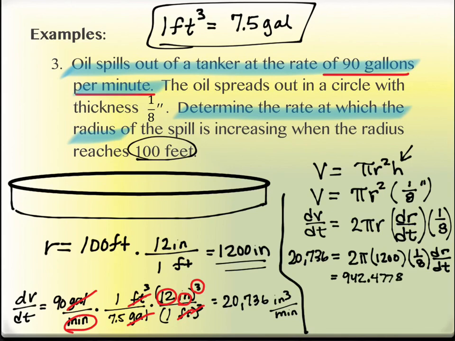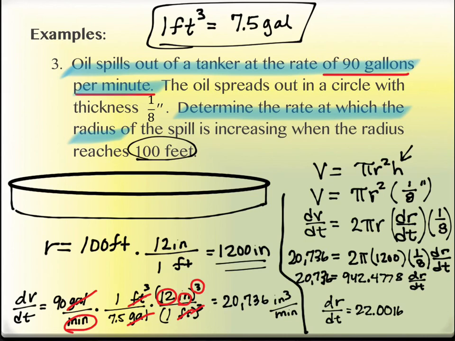942.4778, and then I've got my dr/dt. Okay, and then I will divide my 20,736 by that quantity. I'm not going to write it out, but you know that I'm doing it. So 20,736 divided by 942.4778, and my dr/dt will be 22 point, and if I use 4 decimal places, it'd be 0016, and that units on that, right?